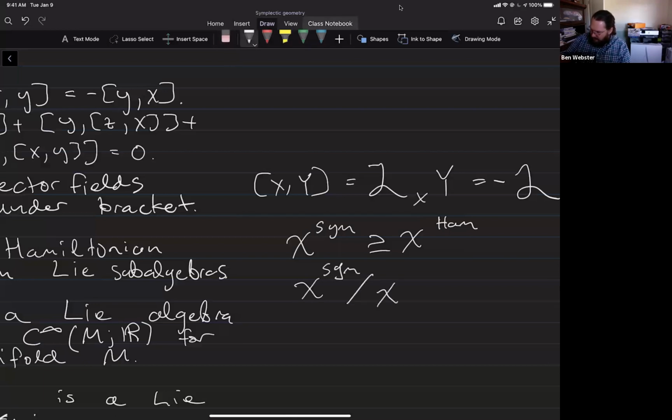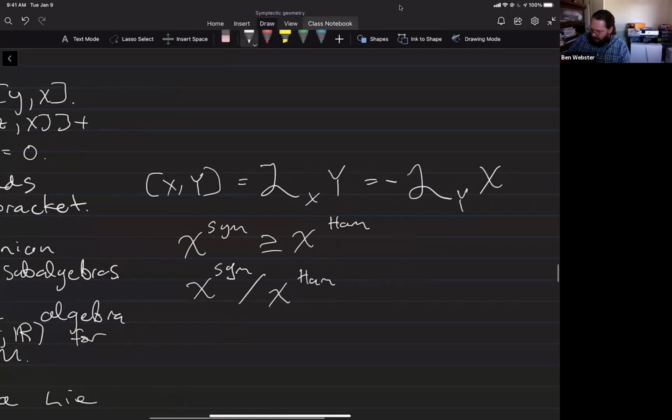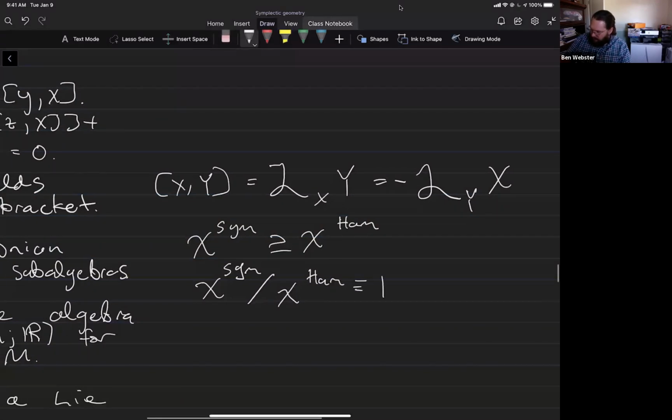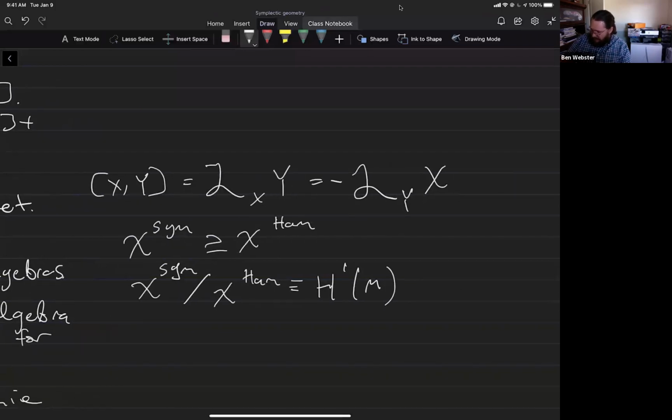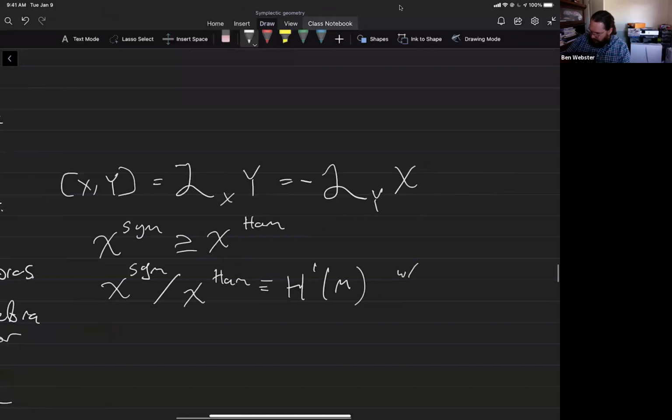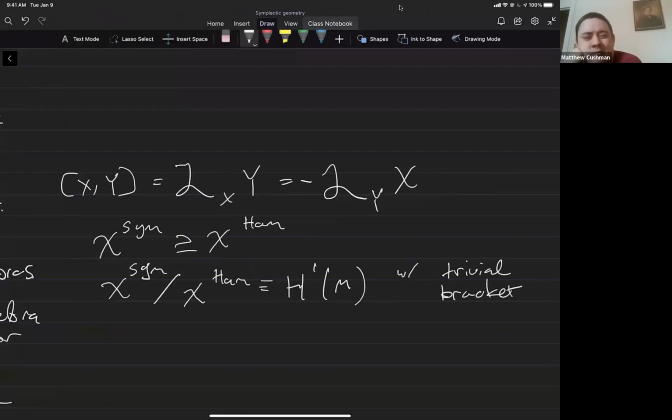symplectic over Hamiltonian is H^1 of M as an abelian Lie algebra. So it's even stronger in the sense that it's not just an ideal, it's an ideal where the quotient has trivial bracket. Weird. Maybe yet another way to say this is it's the derived sub-Lie algebra.